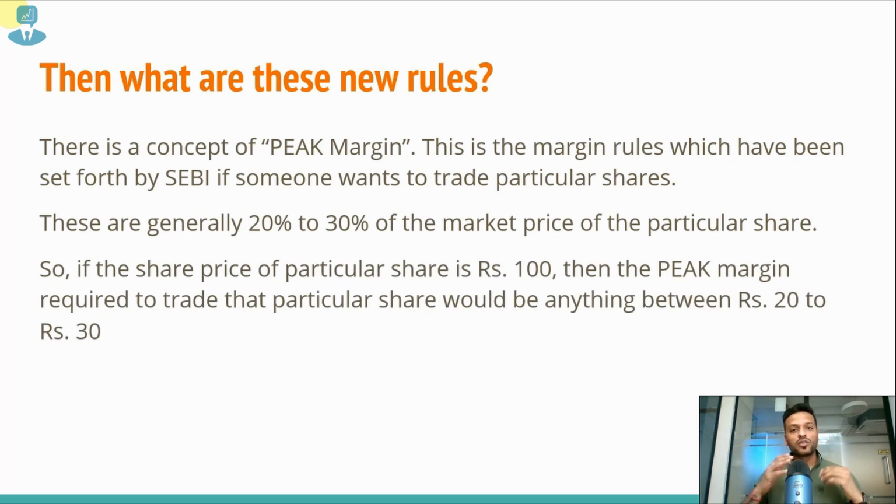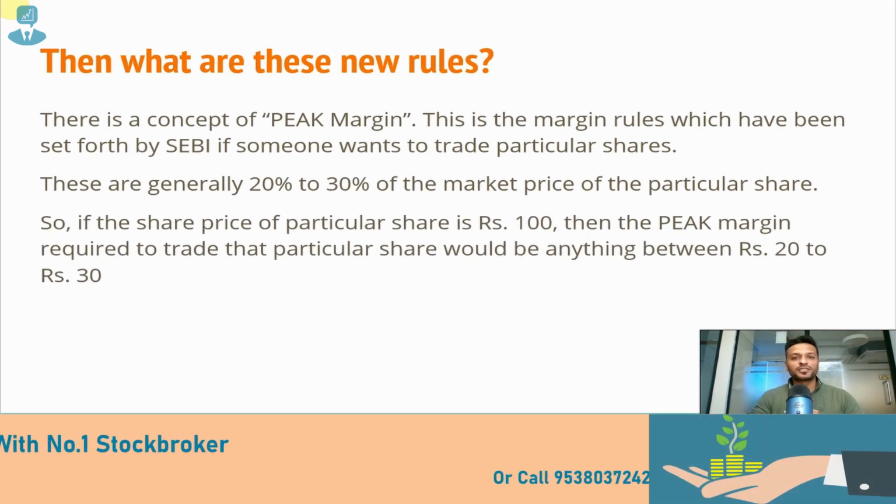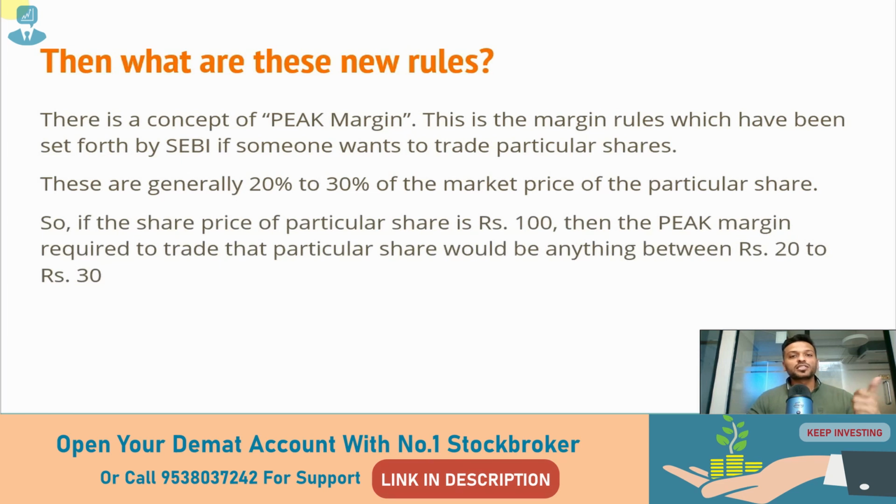So this is what the new rule is. The new rule has been put forward on the peak margin, not on the value of the shares. The peak margin generally is between 20 to 30%, and these rules have been set forth by SEBI. We'll understand where you can see this peak margin on the NSE's website. I'll just show you with a demo also.